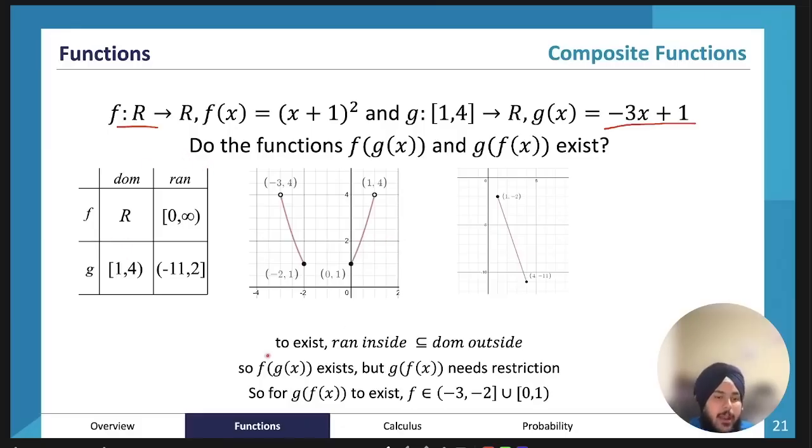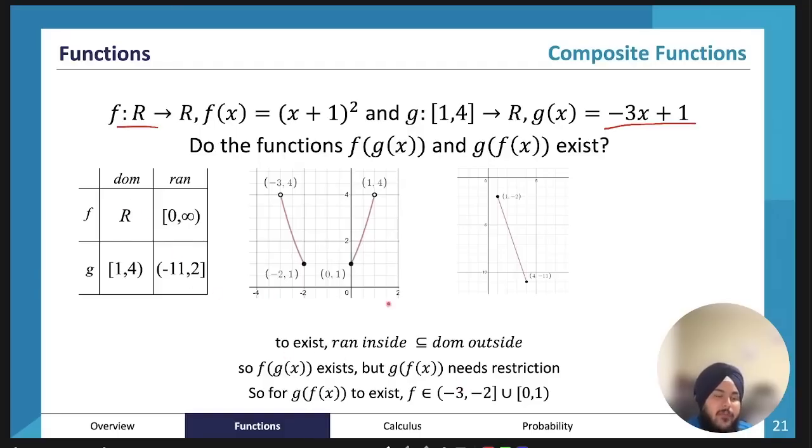Now, if I'm trying to work out if f of g of x exists, the range of the inside function has to be a subset of the domain of the outside function. So what is the range of g? Well, it's negative 11 to 2. But can this fit inside the domain of f? Well, yes, it can, because negative 11 to 2 is a subset of all real numbers. So therefore, this does exist. So f of g of x will exist.